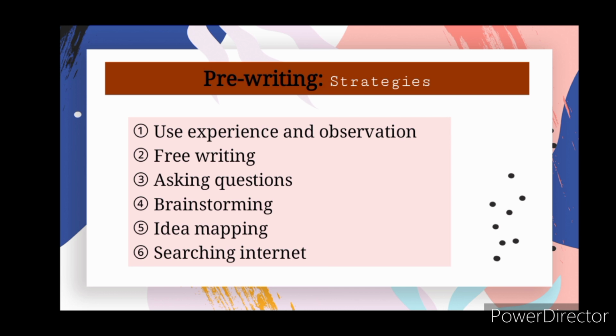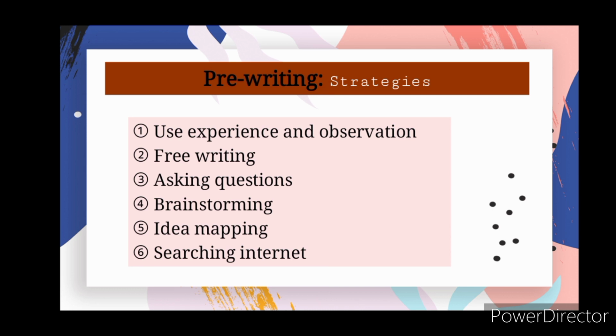Next is free writing. It is an exercise in which you write freely about any topic. And third is asking questions. Asking questions is part of the strategies in writing because it gets more information. And the fourth is brainstorming. It is similar to list making, wherein you make a list of more specific ideas.